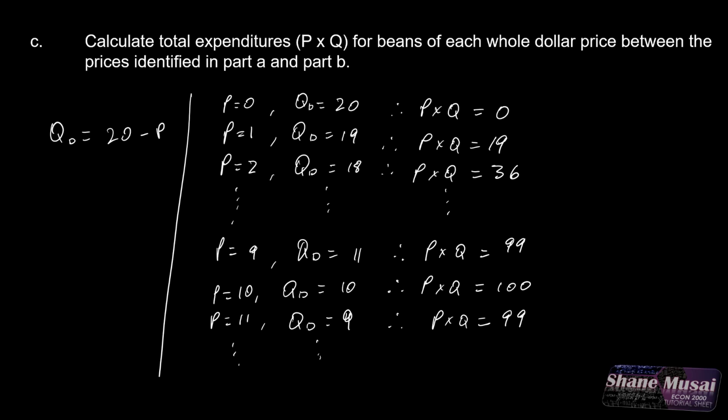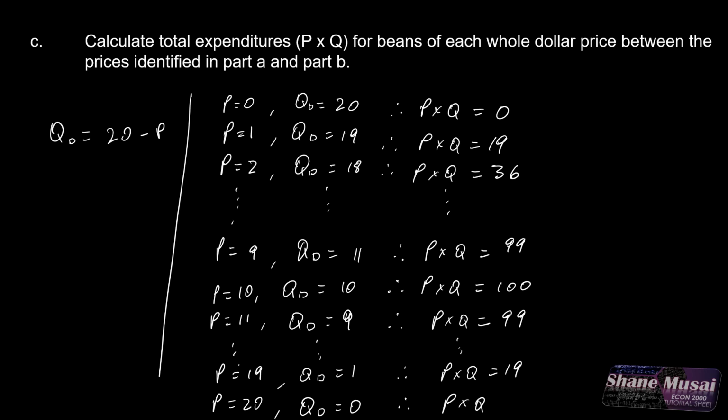Let's skip a few again and go all the way to the end, well, almost the end. When your price is equal to 19, your quantity demanded will be 1. Therefore, your total expenditure would be 19. And when your price is 20, we saw that the quantity demanded will be 0. Therefore, your total expenditure would be 0. So we answered this question. Part C, we calculated the total expenditure for each whole dollar value of price between 0 and 20.